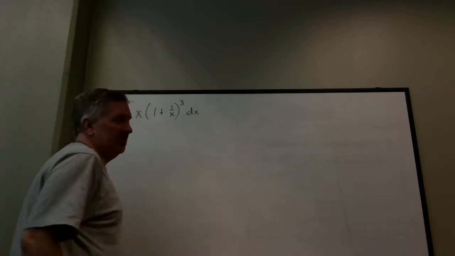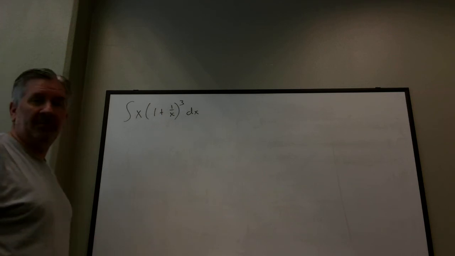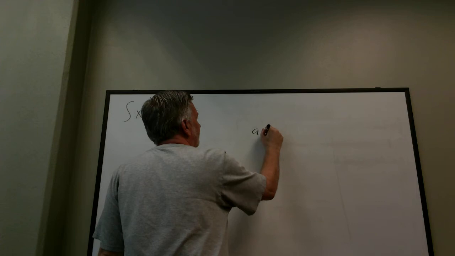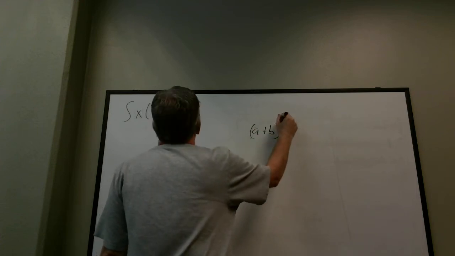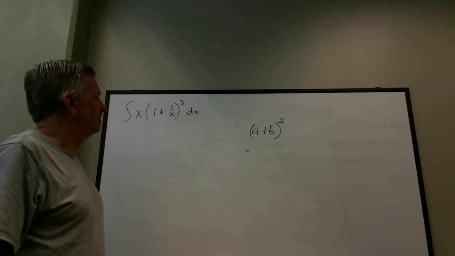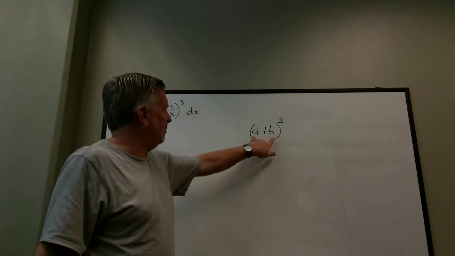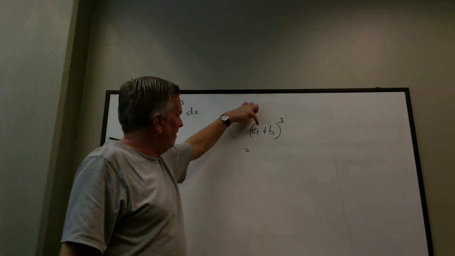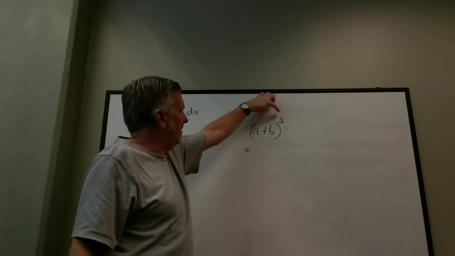So I think what you just need to do here is cube that out. Now you may remember from Calc 1, or pre-cal, the binomial theorem: how do you raise any binomial to a positive integer power? Remember, you start with a cubed, or if that's 10th, you start with a to the 10th.